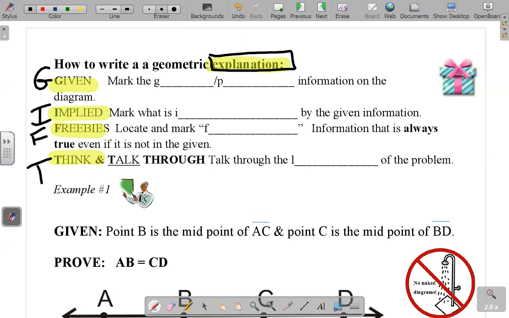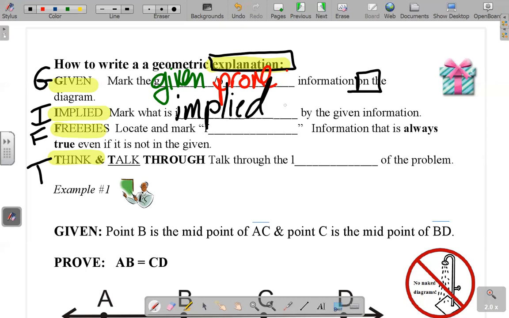I'm going to take that same logic part of your brain and just transpose it to math. Step 1, you mark the given and the proof: box the words on the diagram. Then you mark what's called implied. Implied means if this is true, what's next? If this is true, what's next? That's the implied.